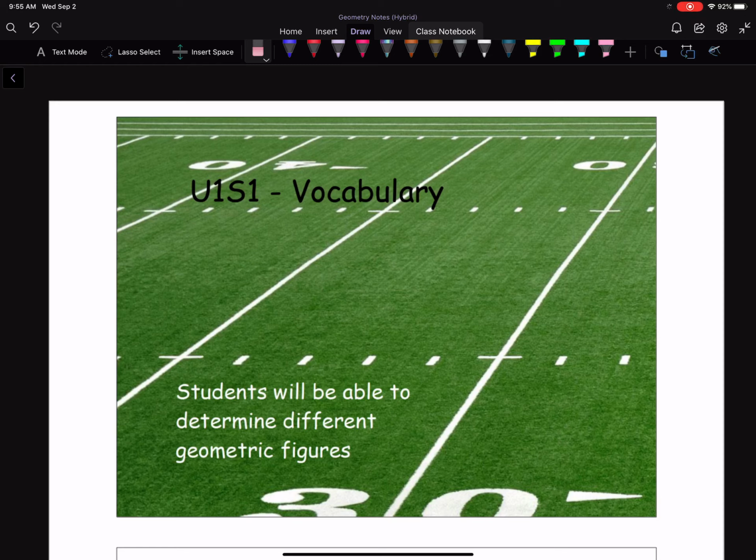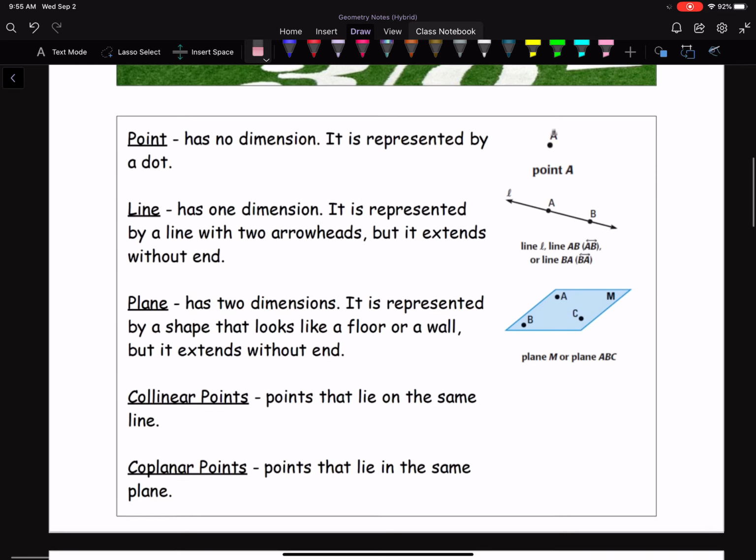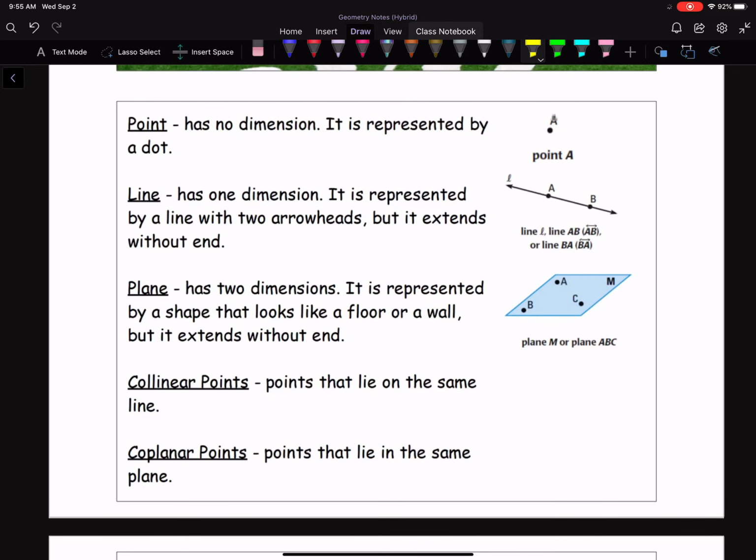We're going to start off the year with some basic but very important vocabulary, some distinctions that are going to be kind of useful throughout the entire year. So let's jump on it. Starting with a point. It has no dimension. It's represented by a dot. So here's your example of a point. I can just make another one over here, and I can call it point B. So it's literally just a dot.